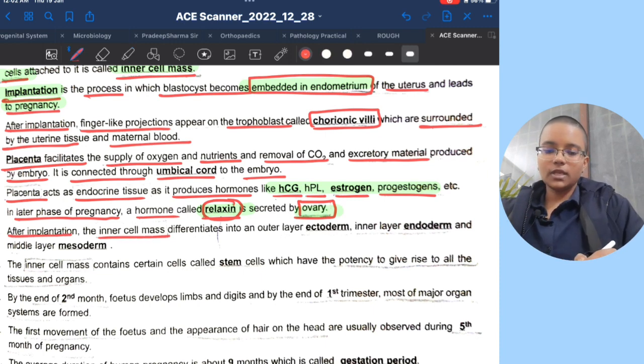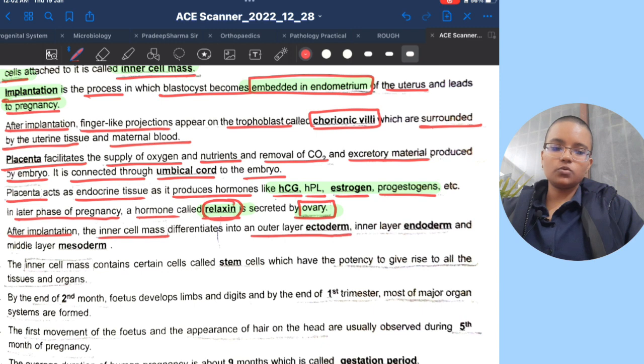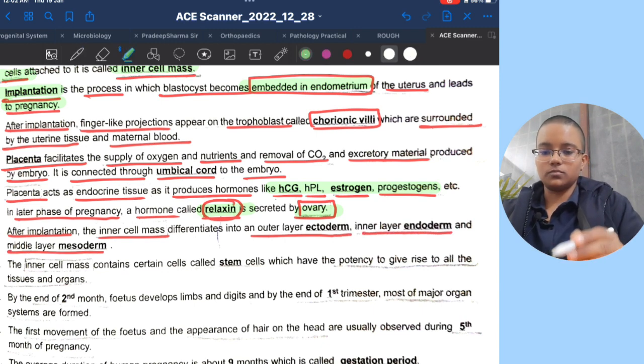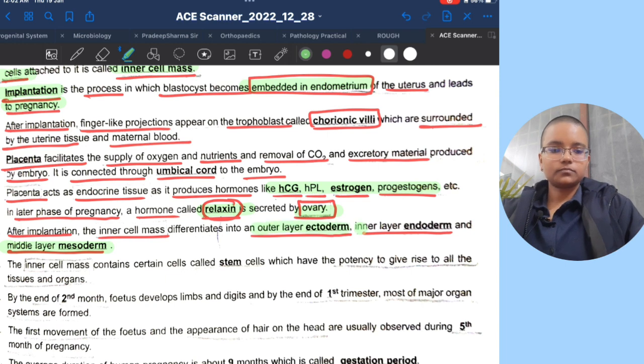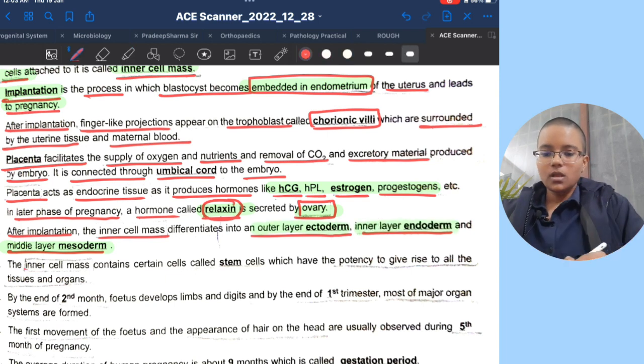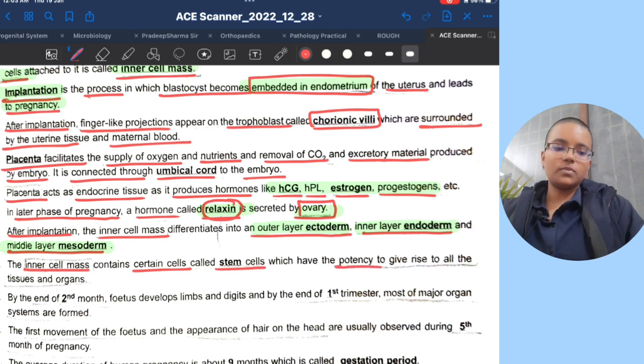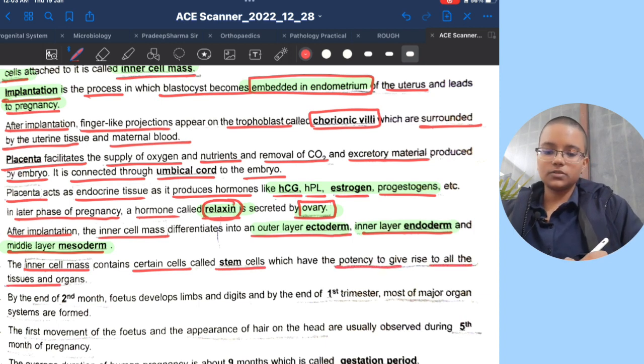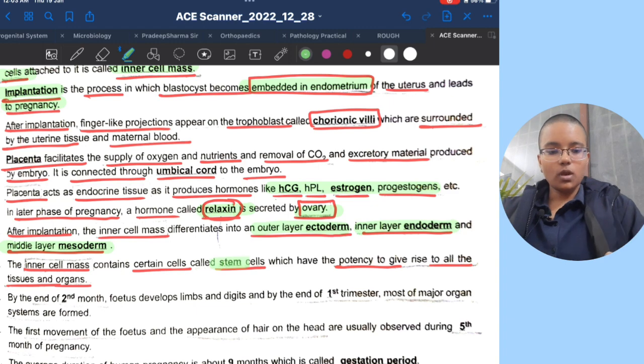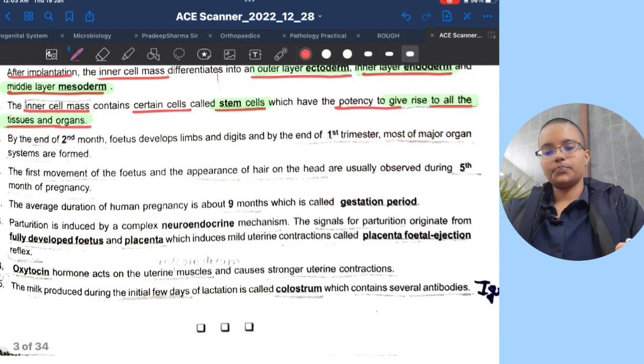After implantation, the inner cell mass differentiates into an outer layer of ectoderm, an inner layer of endoderm and a middle layer of mesoderm. The inner cell mass contains certain cells called stem cells, which have the potency to give rise to all the tissues and organs.